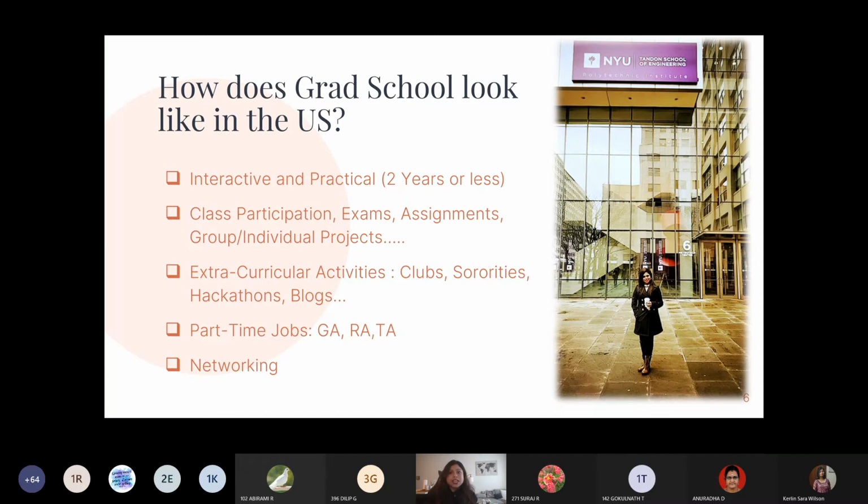ராத்திரியில தான் கிளாஸ் வைப்பாங்க. எனக்கு 11 மணிக்கெல்லாம் கிளாஸ் இருந்திருக்கு. ஸோ வந்து அப்படிதான் இருக்கும் grad school. So morning work பண்ணிட்டு evening வந்து you can go to class. It's going to be different, yes.